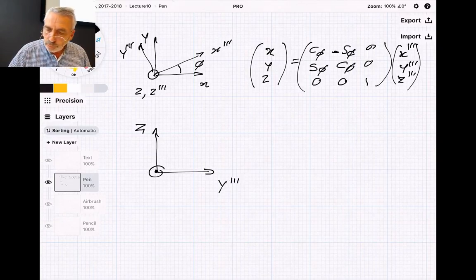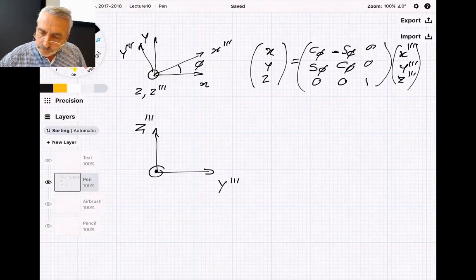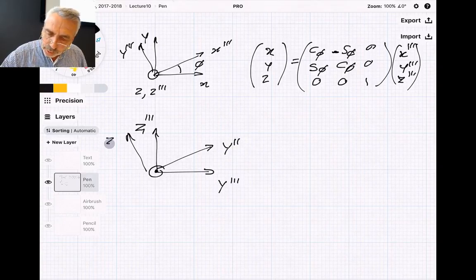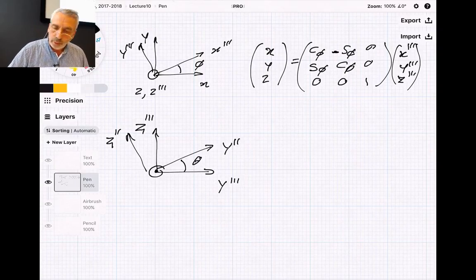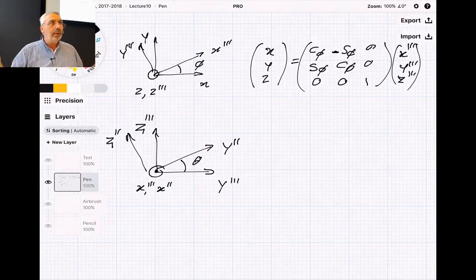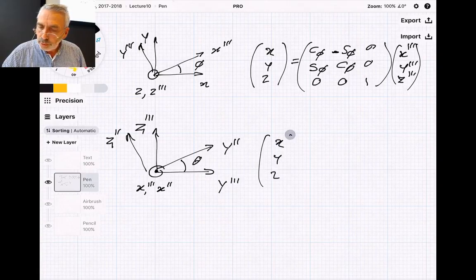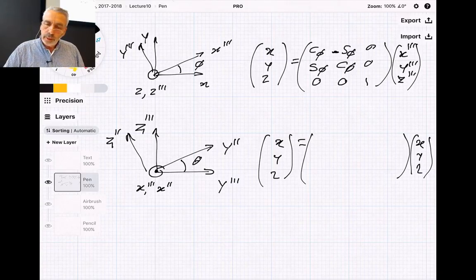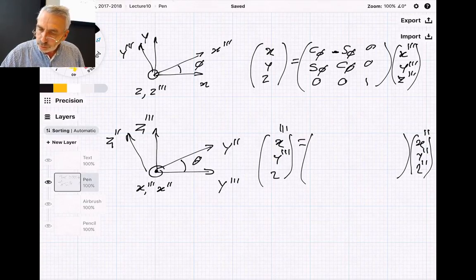It's with the triple prime, and then I go back to a double prime. So this is again double prime, y with a double prime, and this is a z with a double prime. And the angle here, theta. That was the second rotation about the x-axis. So with a triple or the x with a double, doesn't matter, they're identical. Same matrix, I can write vectors x, y, z. Then I want to know what the double primes are in terms of these triple ones.